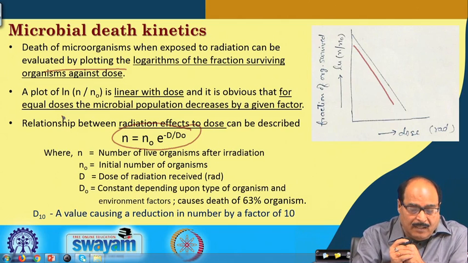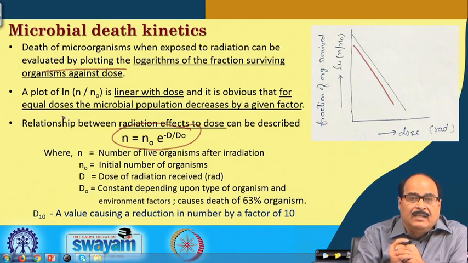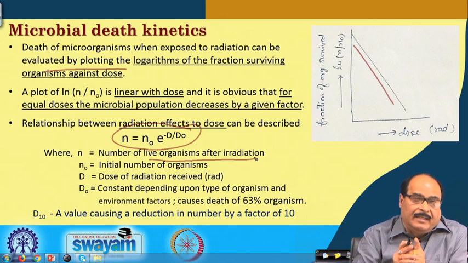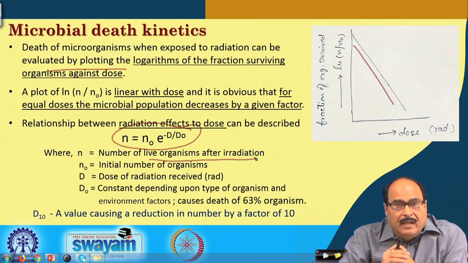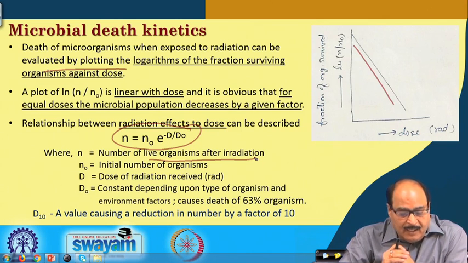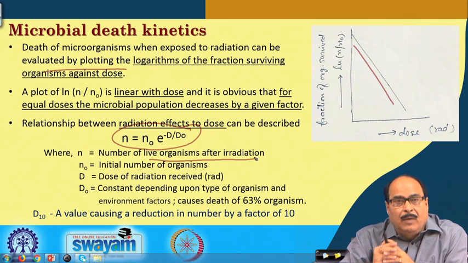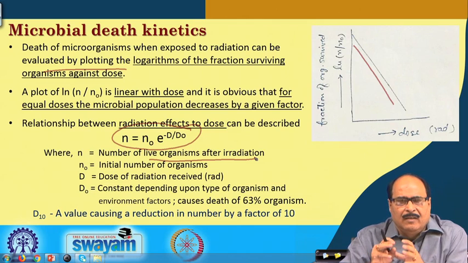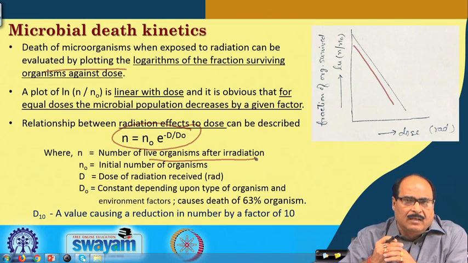In this equation, N is equal to N0 e to the power minus D by D0. N is the number of live organisms after the irradiation, N0 is the initial number of organisms present in the food material, D is the dose of radiation received by the food, and D0 is the constant depending upon the type of the organism and environmental factors. It is generally considered to be the radiation dose which causes 63% death of the organisms available.